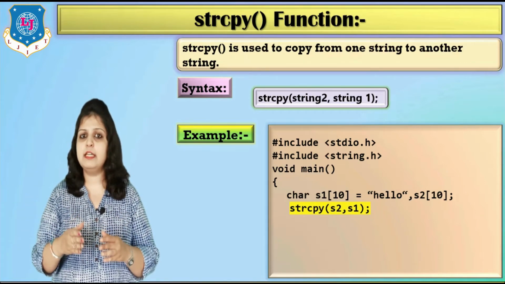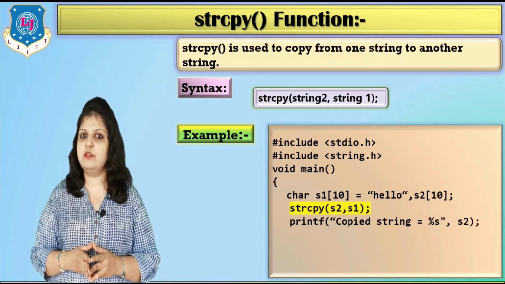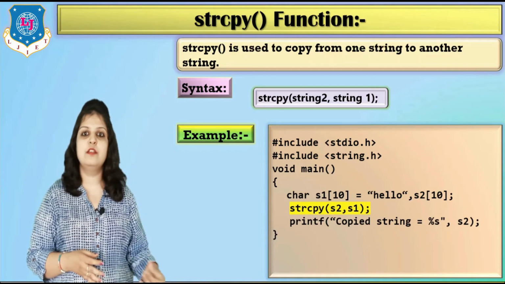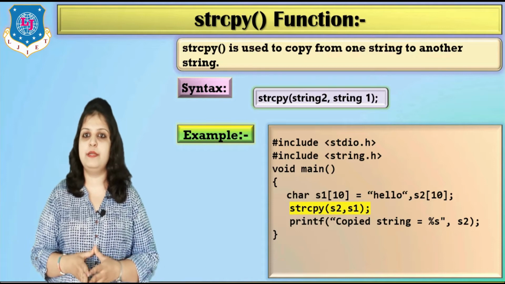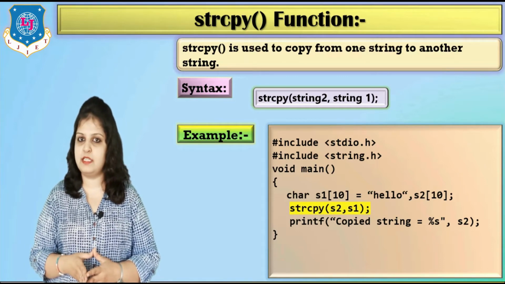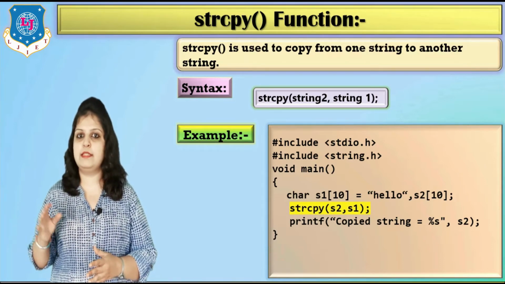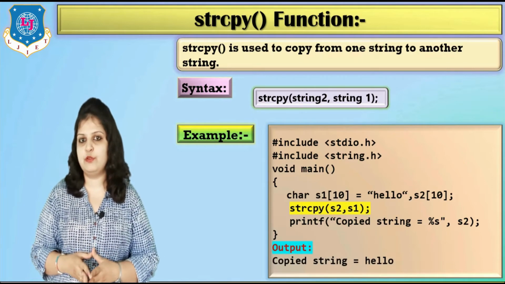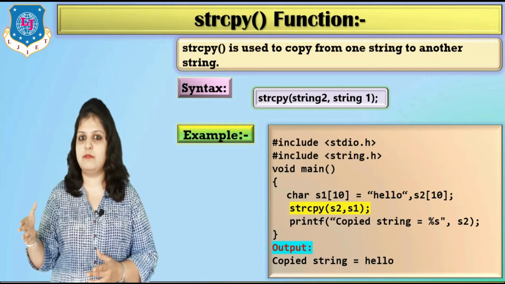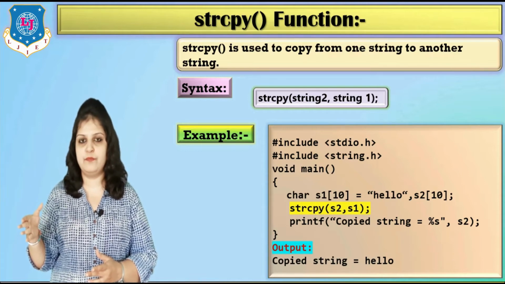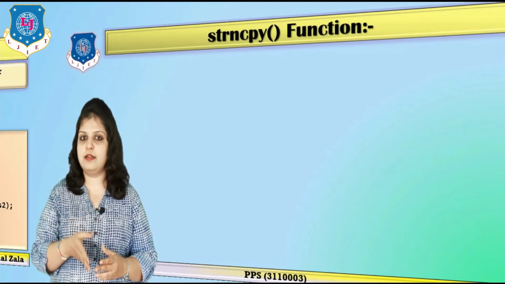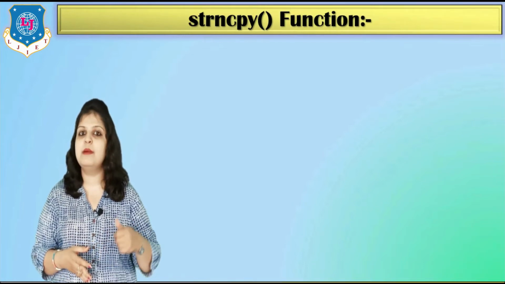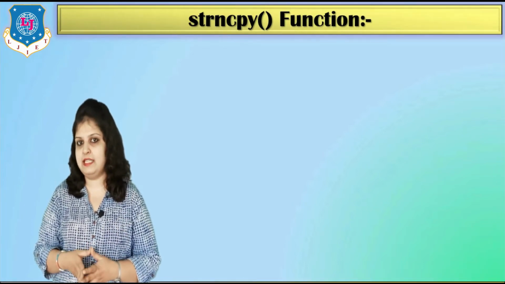variable. Now our answer will be stored in the s2 string, right? So print the value of s2. Write the printf function, "copied string is equal to %s", comma s2. So our output is like copied string is equal to hello, because in our s1 the data is hello, that's why. Let's move to another function that is similar to the strcpy function, but its name is strncpy.